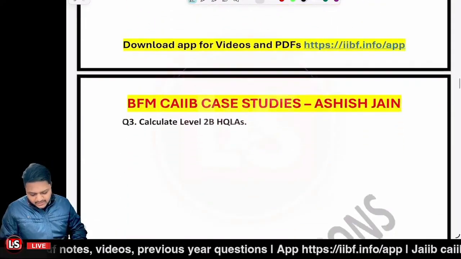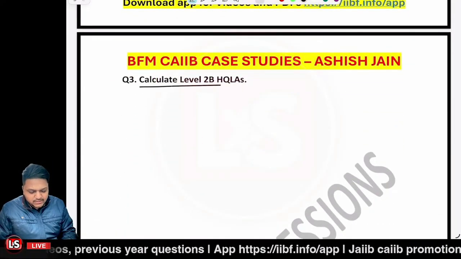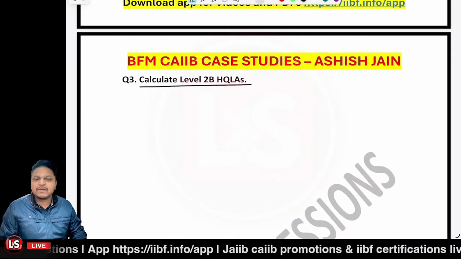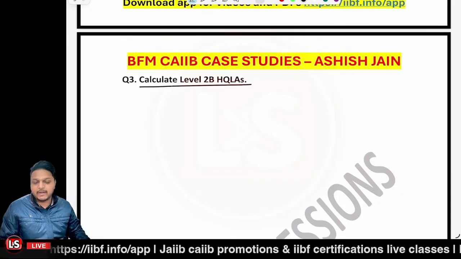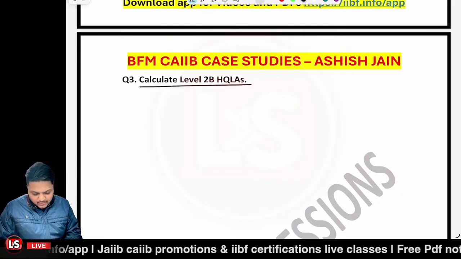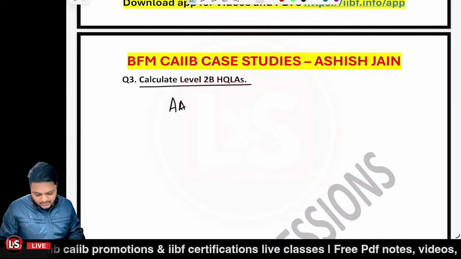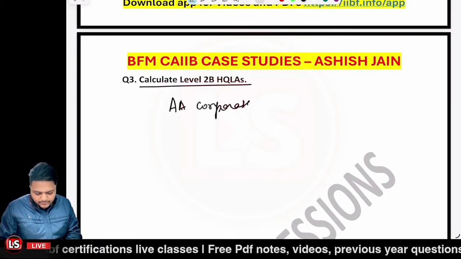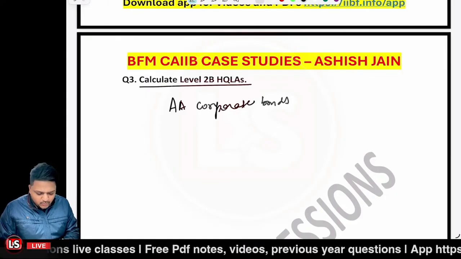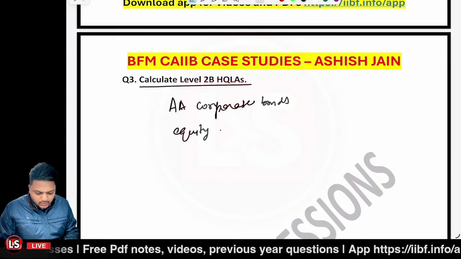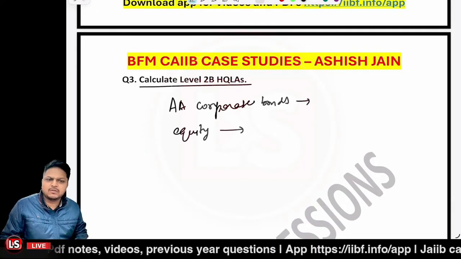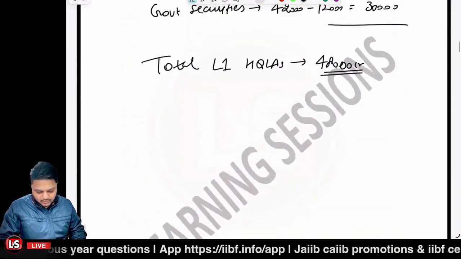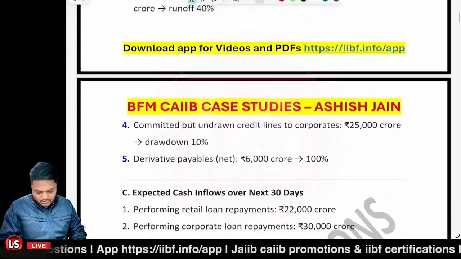Now, the third one says calculate level 2B HQLAs. In the case of level 2B HQLAs, we again had two components. If I memorize, it was the AA corporate bonds, and the other one was related to equity, I guess. Equity and non-financial corporate funding, something like that, right? And the amounts, let's have a look at them.